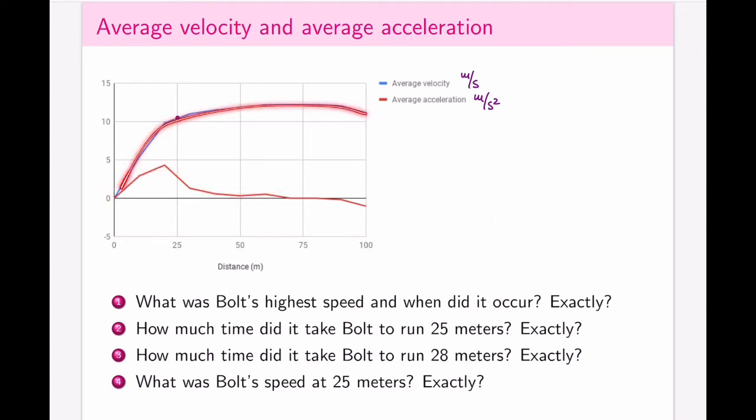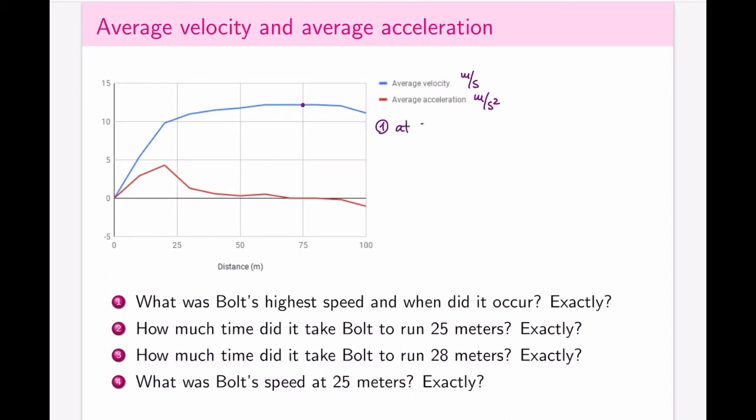The blue one corresponds to average velocity, the red one corresponds to the average acceleration. So now let's see what questions are being asked here. What was Bolt's highest speed and when did it occur? So the velocity or speed is given to us by the blue graph. So it's asked when did that happen and what was it? So this is literally asking for the highest point on the graph here, which I would say is about there.